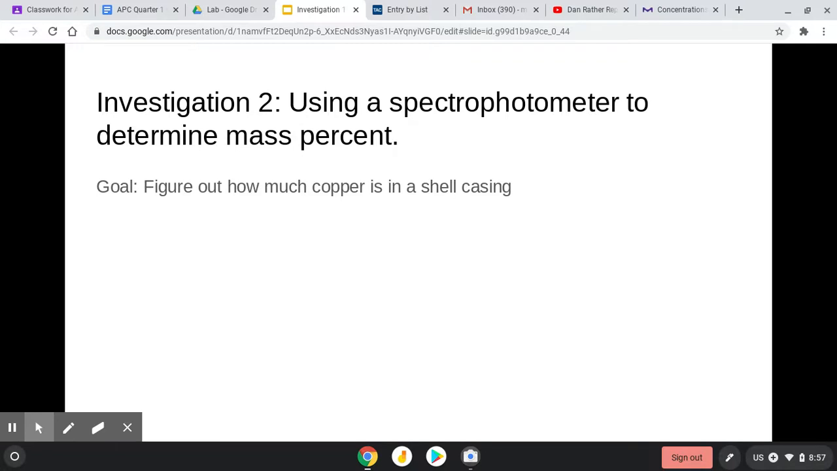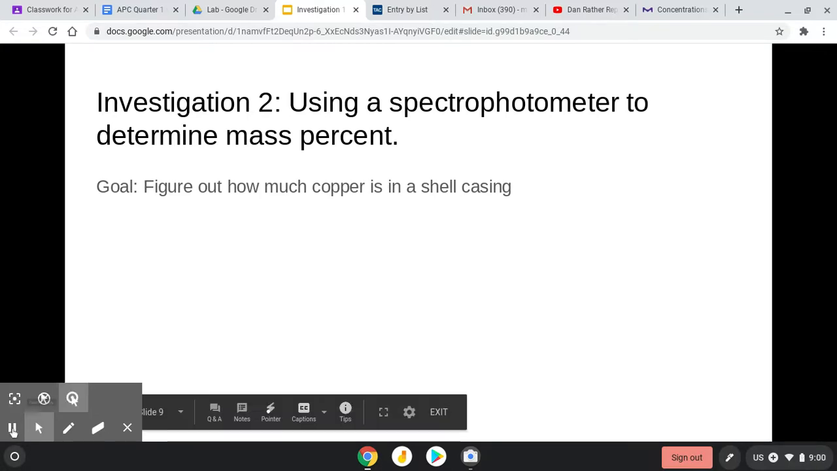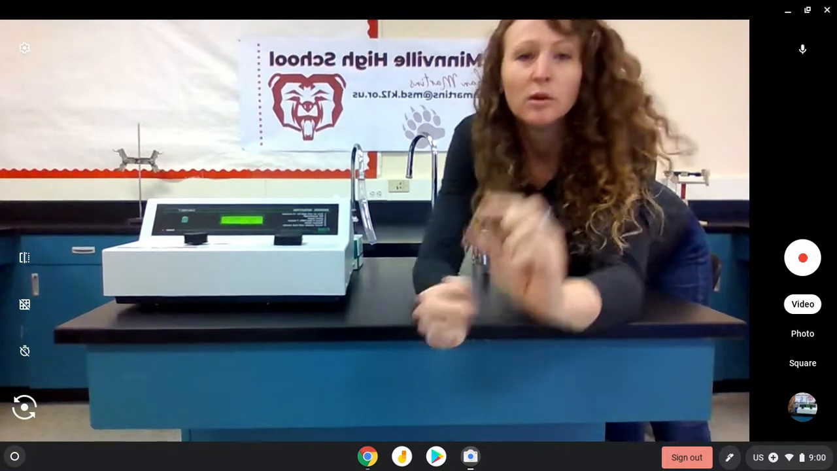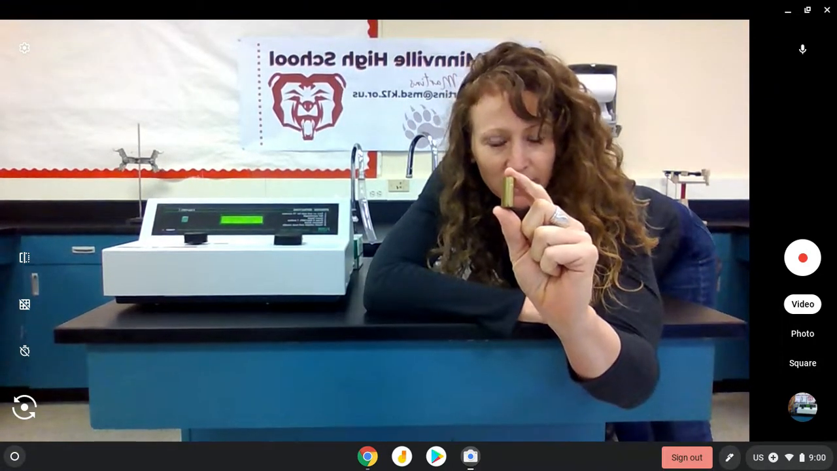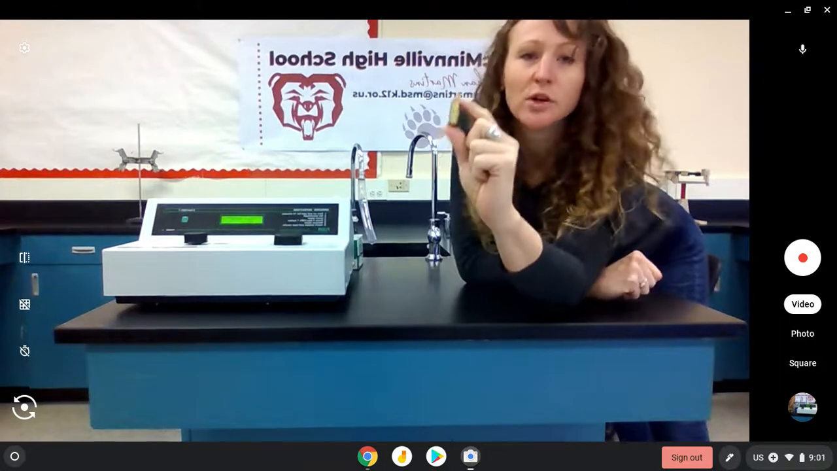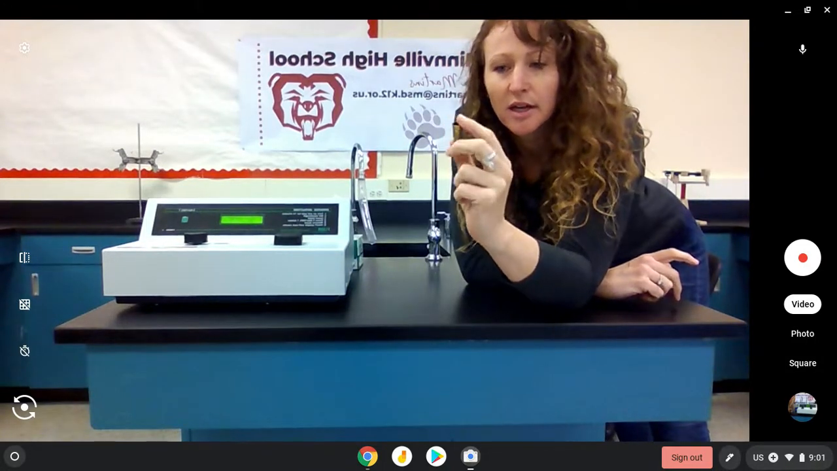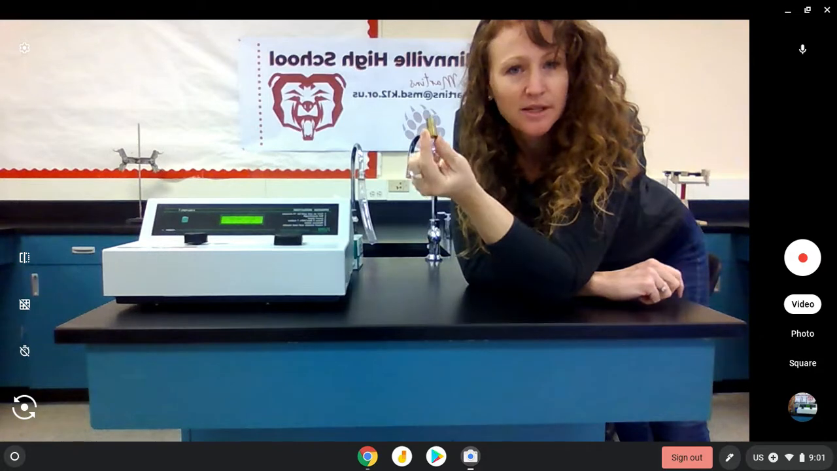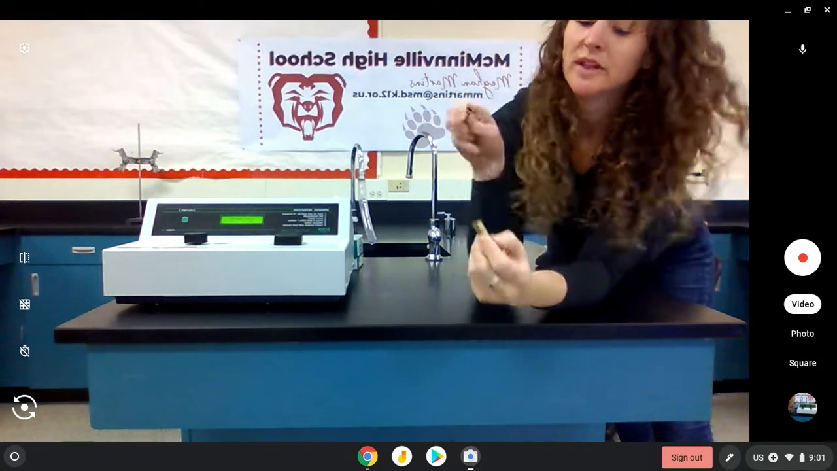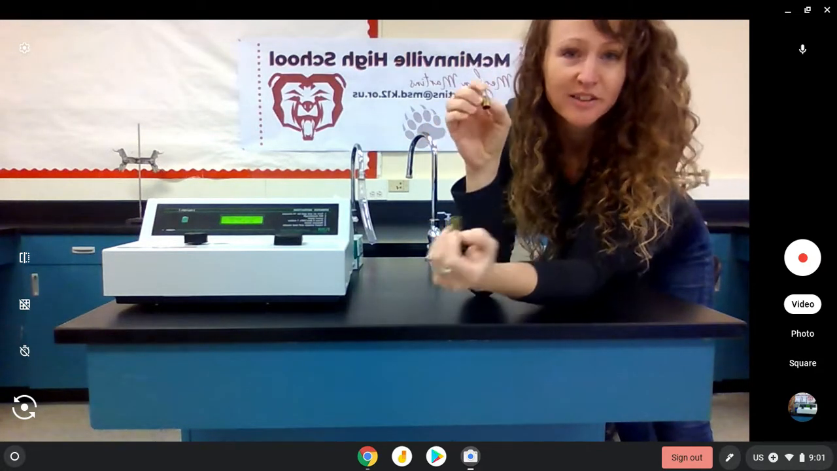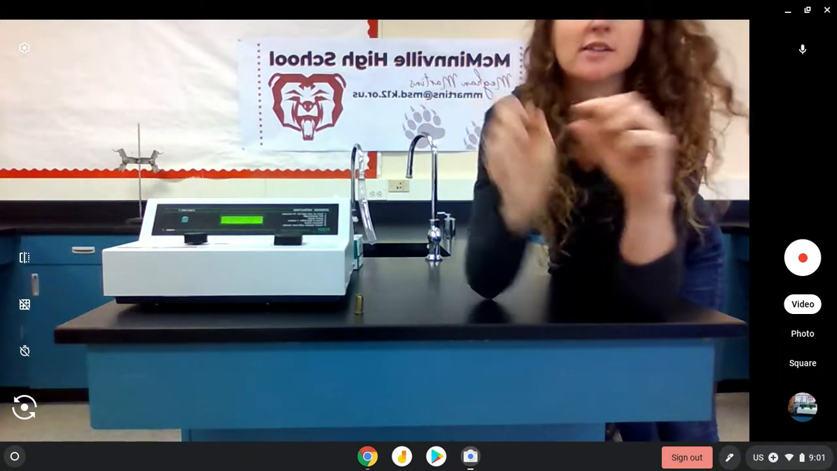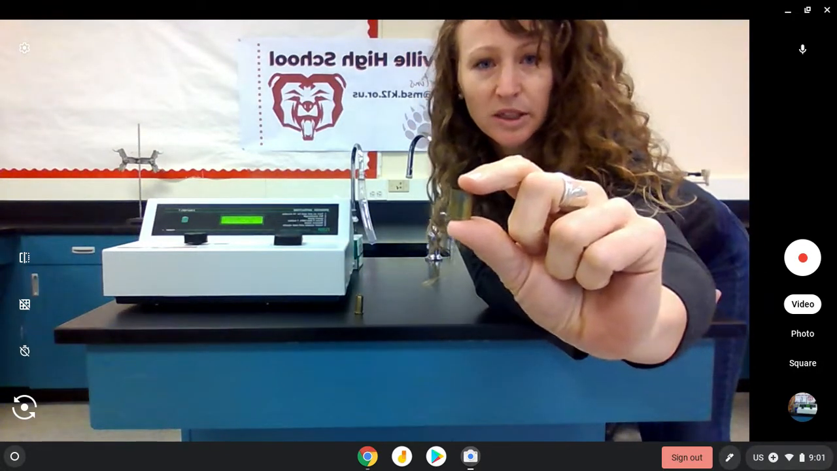So in Investigation 2, our goal is to figure out how much copper is in a shell casing. So let me show you what our shell casing is. Basically we've taken a shotgun shell, which is made out of brass. Brass is an alloy, a mixture of copper and zinc together. And we've sawed off part of it just to make it a more manageable size. So here we go. This is going to be our little casing piece to analyze.